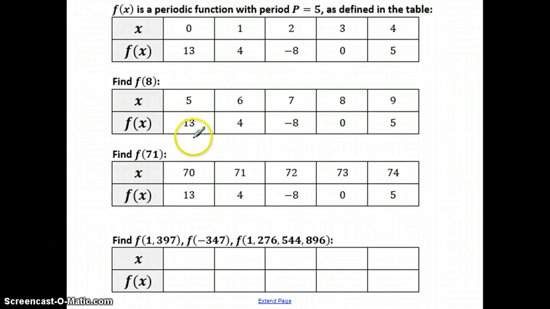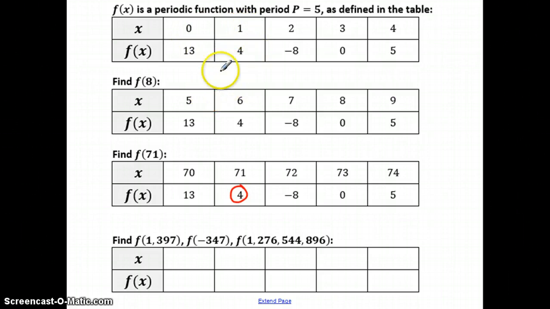So if we look at 70 here, we know that 70 is a multiple of 5, and that should be another starting point of a cycle in our function. And so f of 71 is going to be 4. It's going to be the same as f of 1.